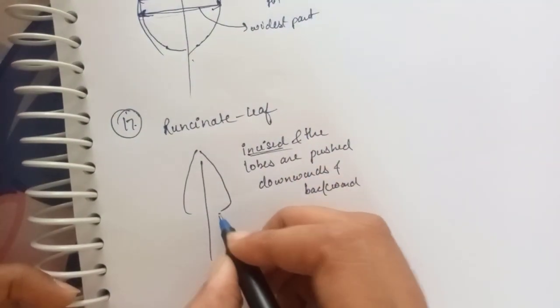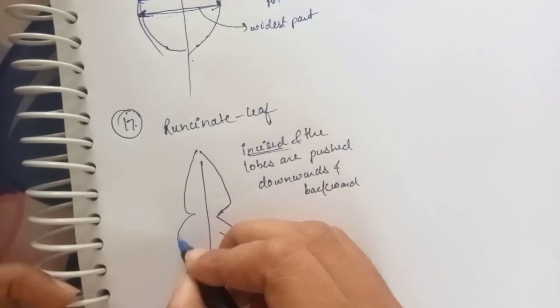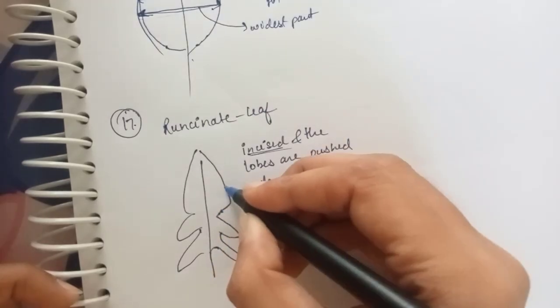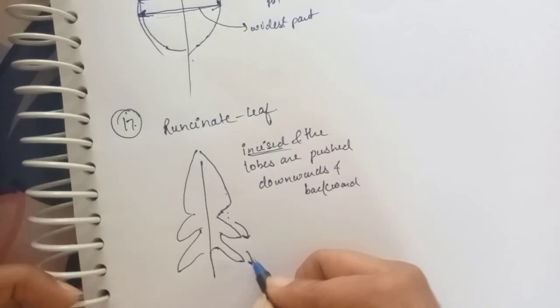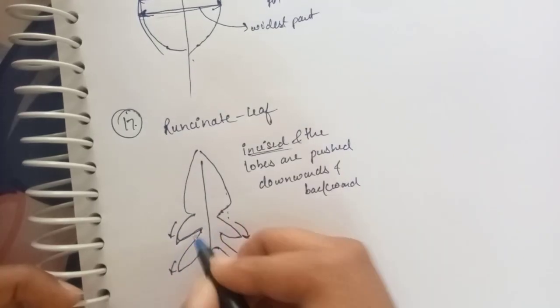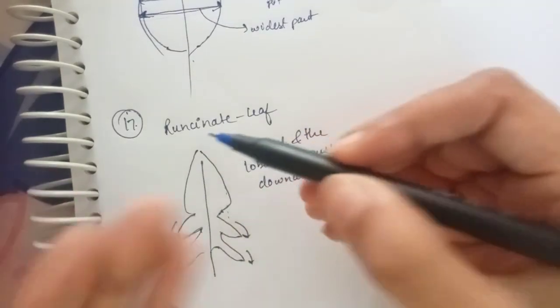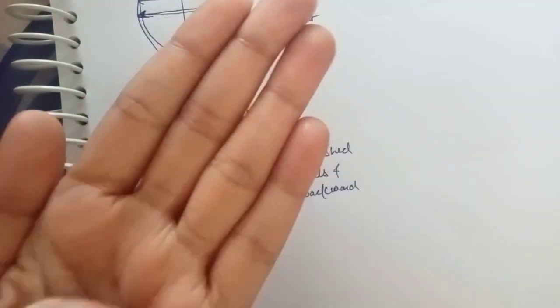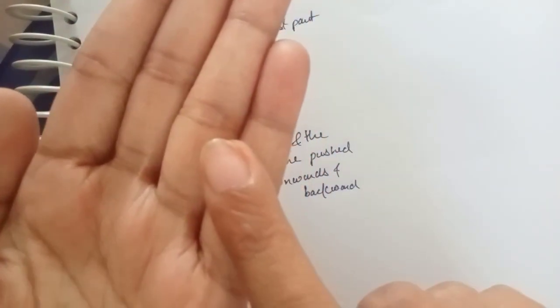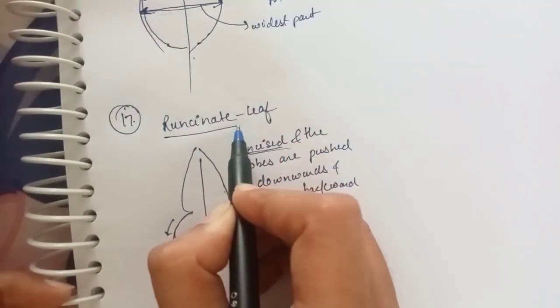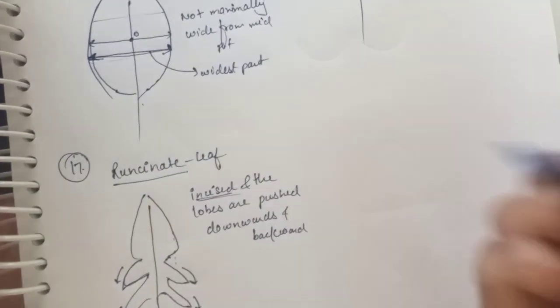For example, this is an incision, this lobe, and let's say other incisions, this lobe and this lobe. These are going backwards and downwards. You get my point? These are pushed backwards and downwards, whereas the other half of the leaf which is not incised is in the same plane only, and the lobes after the incision are going backwards and downwards. This shape is known as runcinate leaf.